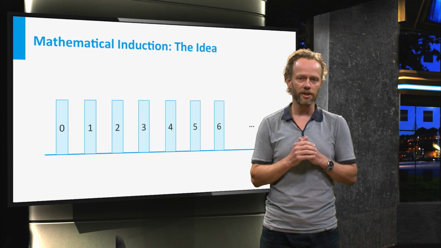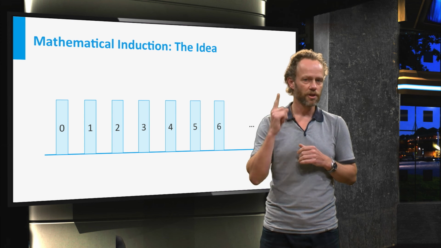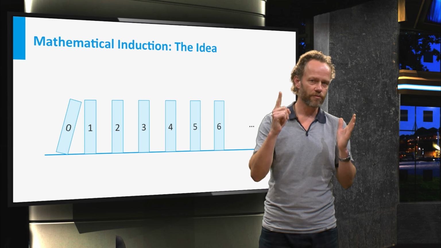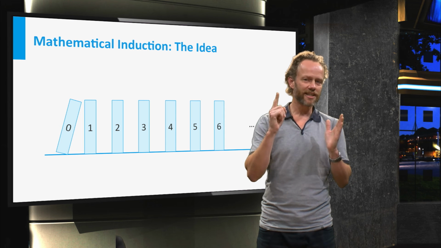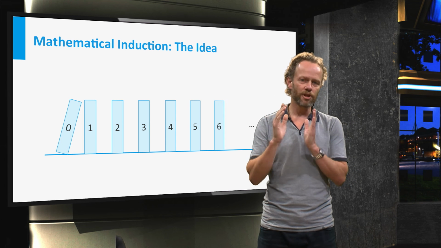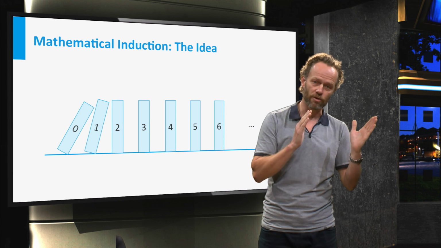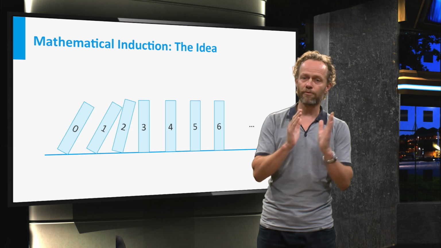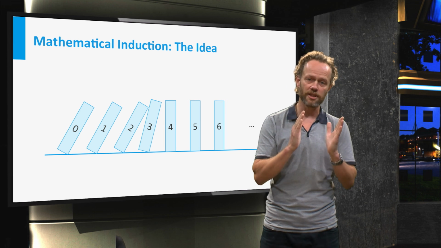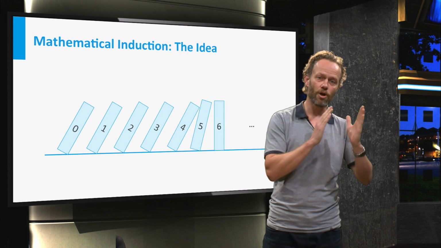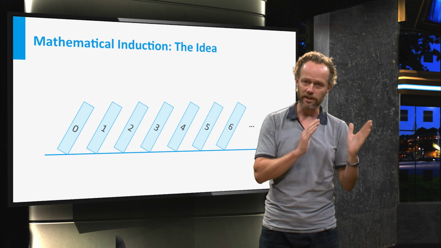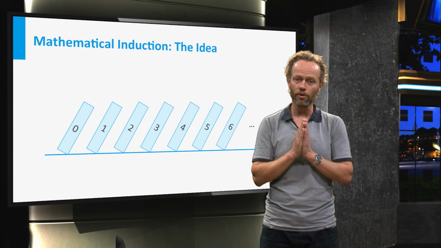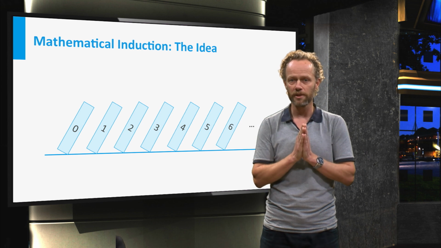In a proof by mathematical induction, we do this in 2 steps. The first step is to knock over the first domino. In the second step, we have to show that every domino that falls knocks over the next domino. And if we manage that, then we are guaranteed that eventually all the dominoes will fall, and this is equivalent to a proof that all natural numbers have property P.